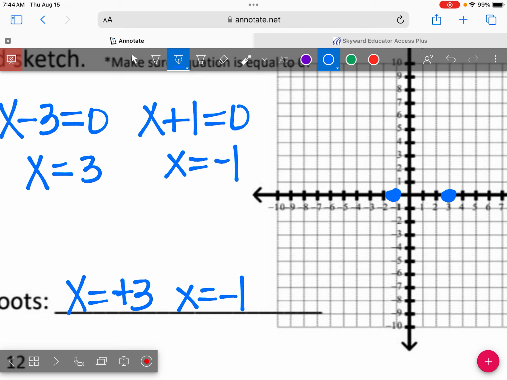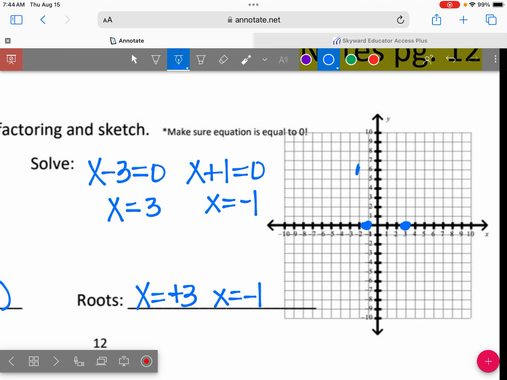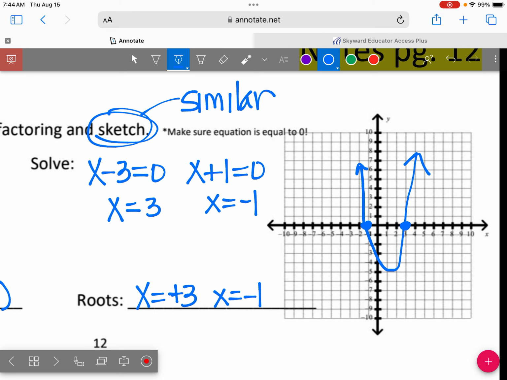Now, is that going to be a smile or a frown, this graph? A smile. So we're just going to make our sketch. This is not accurate. Now, the way we were graphing it before, that was an accurate graph. A sketch means it looks similar, but it's not the exact graph. All right, any questions about that?